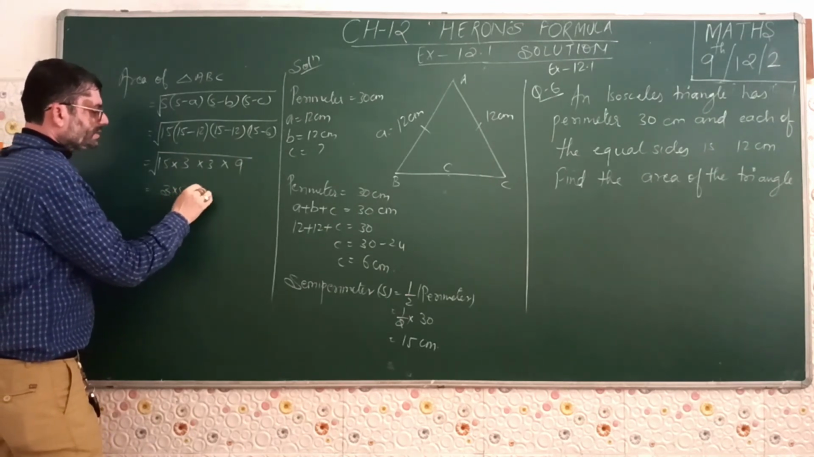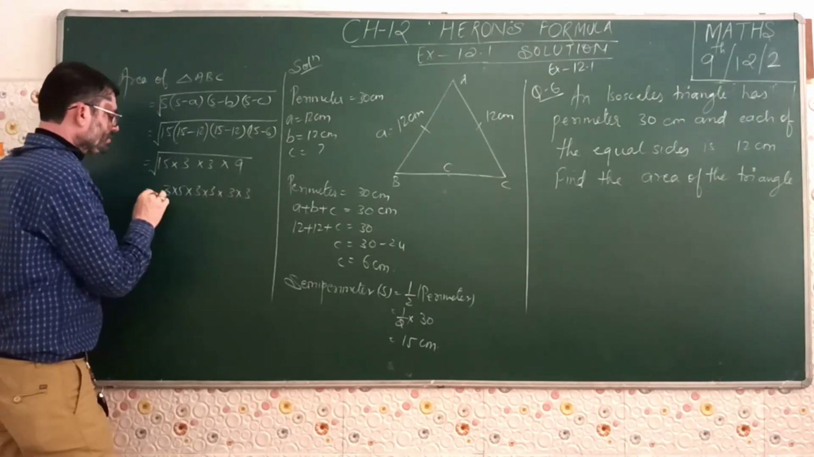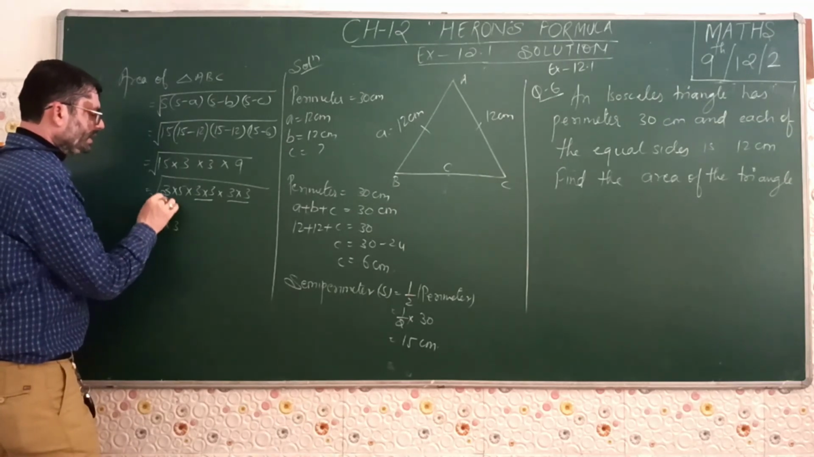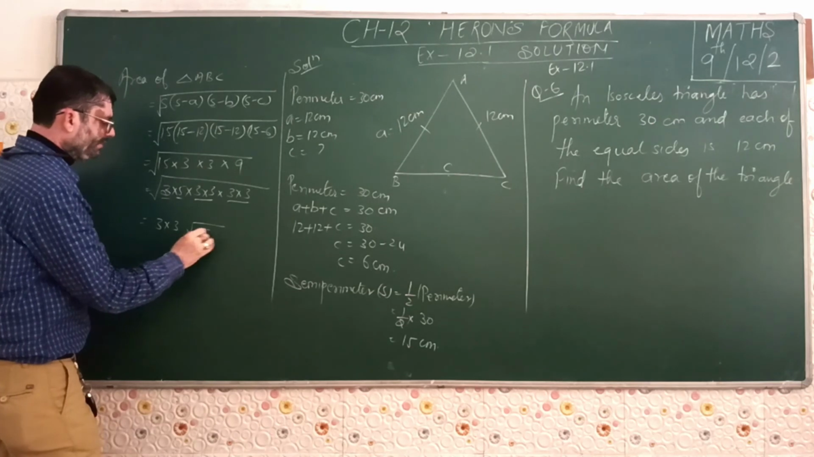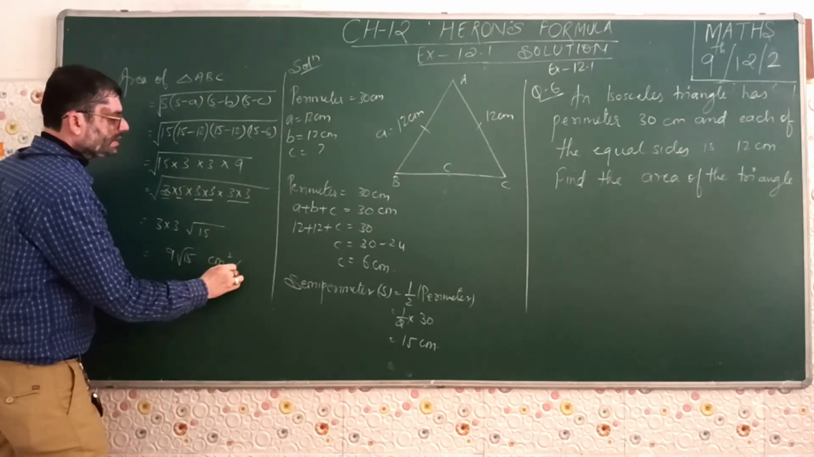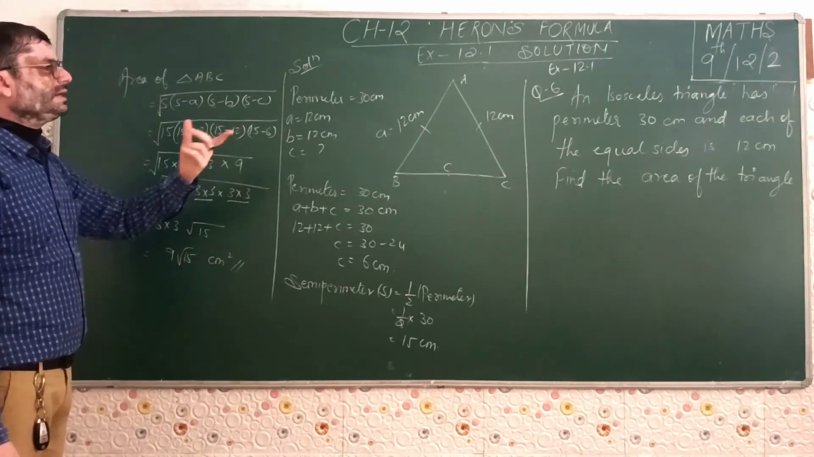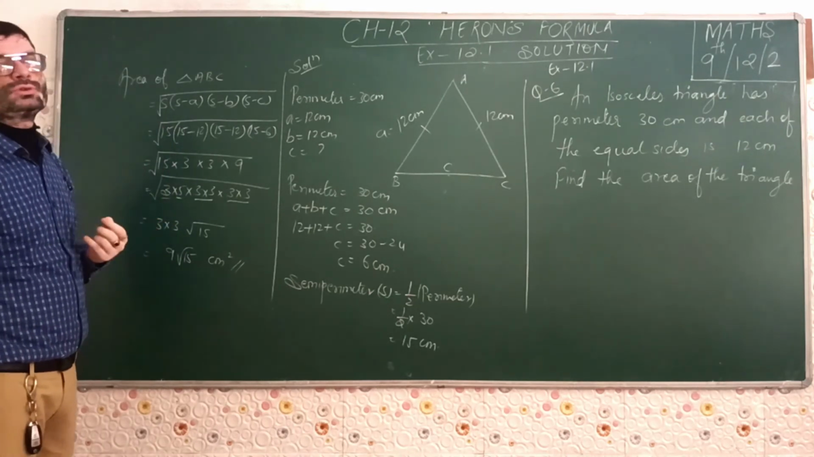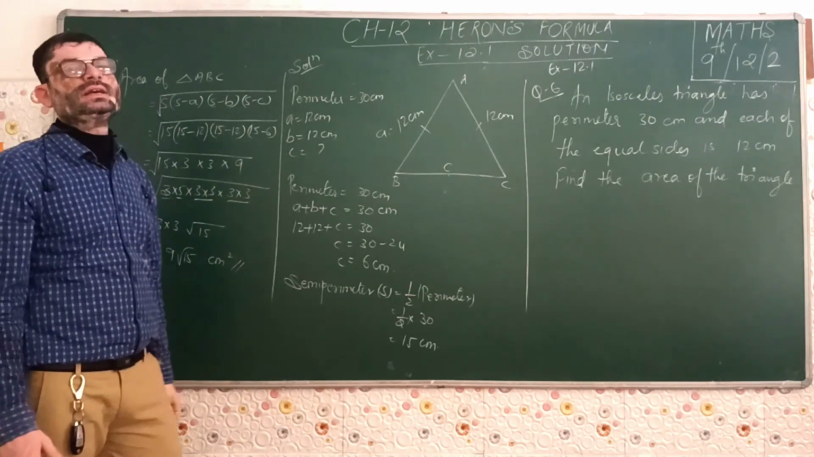Taking factors, as we have learned, we can also group down as 3 into 3, pairing, and we get 3 into 3. These are not in pairs, so kept as it is 5 into 3, 15. So this is 9 under root 15 centimeter square. So this is the final answer that we needed to find the area of the isosceles triangle, whose two equal sides were given and perimeter was given as 30 centimeters.